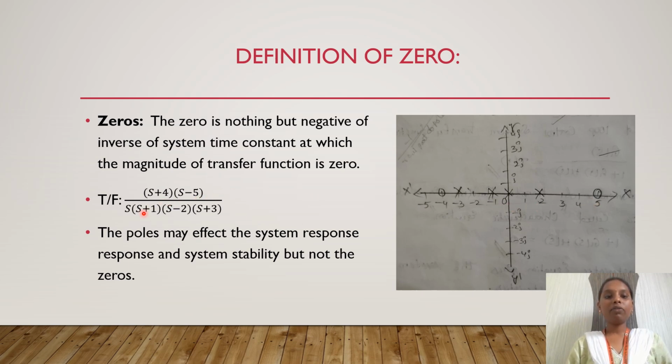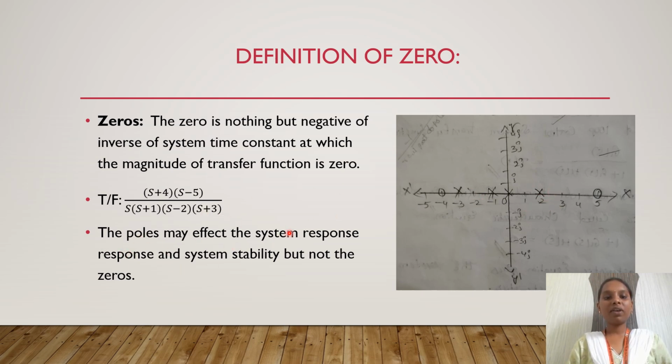In the denominator part, we indicate the cross marks, that is poles. So, s is equal to 0 is the first pole. Next, s plus 1 is equal to 0, s is equal to minus 1. Next, s minus 2 is equal to 0, s is equal to plus 2. So here we indicate a cross mark. s plus 3 is equal to 0, s is equal to minus 3.